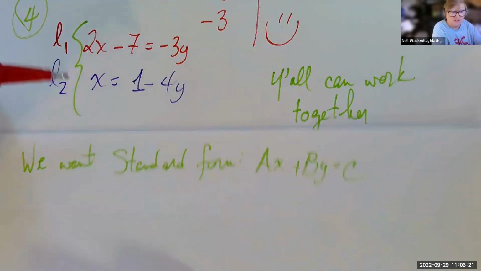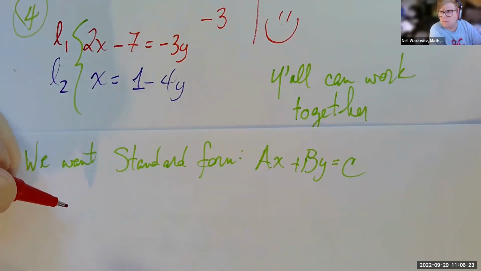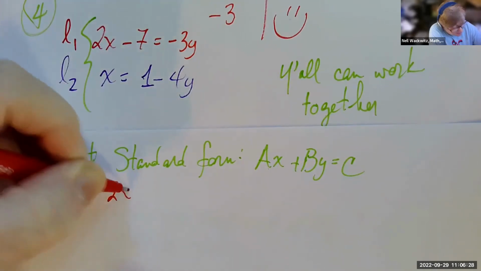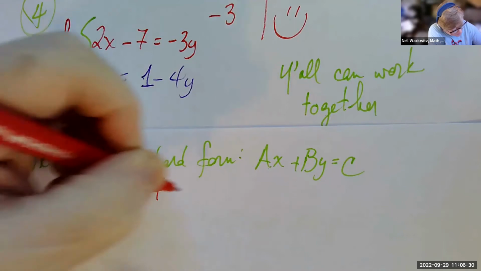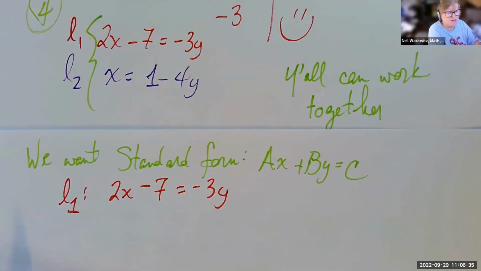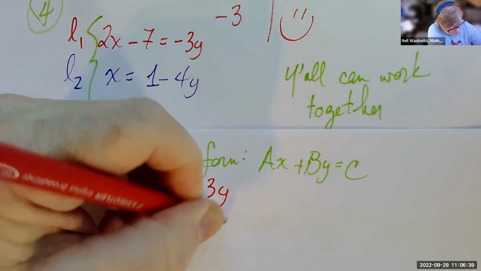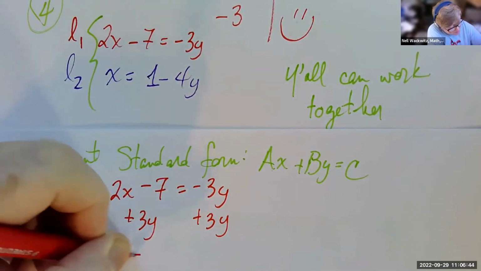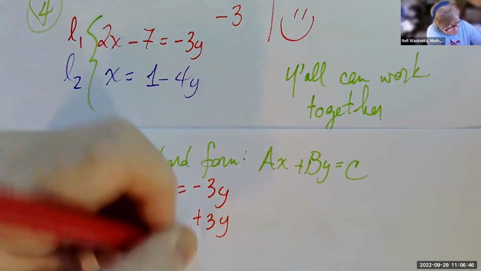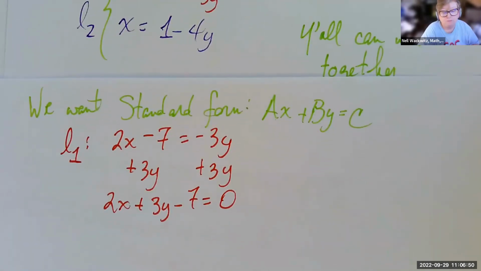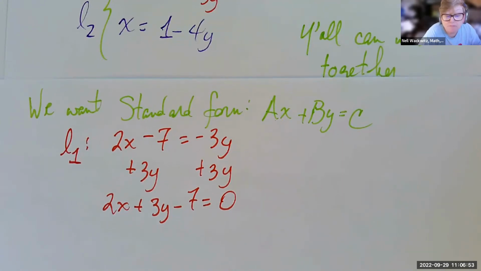So is line 1 in standard form? No. Okay, let's start with it. Right now we have 2x minus 7 equals negative 3y. What do we need to do there to get it into standard form? Add 3y to each side. Great, and now we've got 2x plus 3y minus 7 equals 0. All righty, are we done?